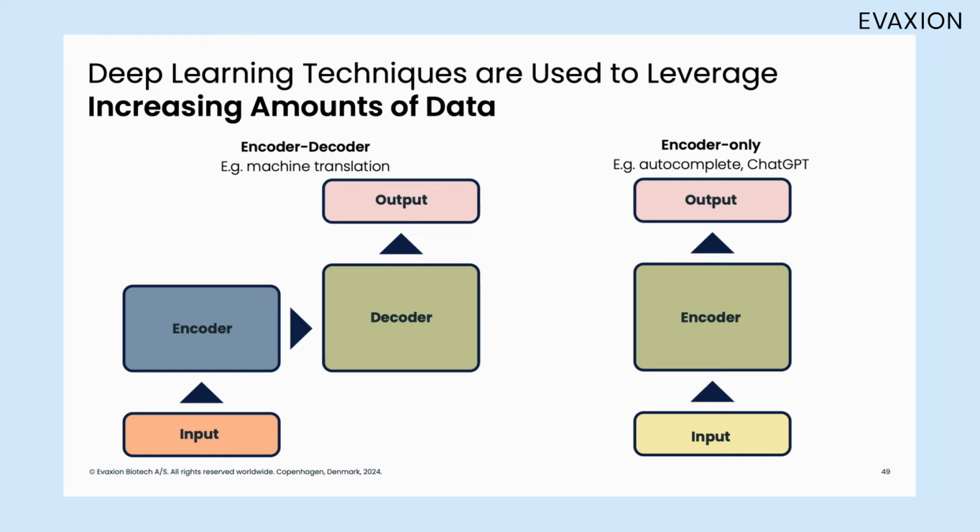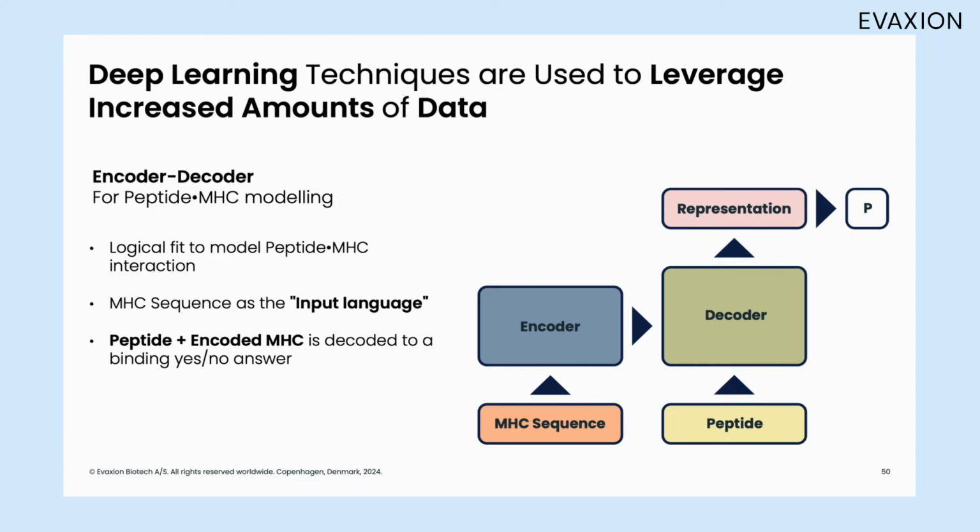Then on the right is just to show how ChatGPT works. There you just predict the next word. You write a sentence, and ask what is the likely next word? That is actually all that's happening in that model. It's quite interesting that it works so well. But all of them are based on the transformer. We chose to use the encoder-decoder because it fits our problem quite well. We can encode the MHC sequence, which is the language that we're speaking, so what fits in this groove and what doesn't. Then we use this encoded MHC sequence together with the peptide, and that is decoded into a prediction. Is this a binder? Is this a non-binder?